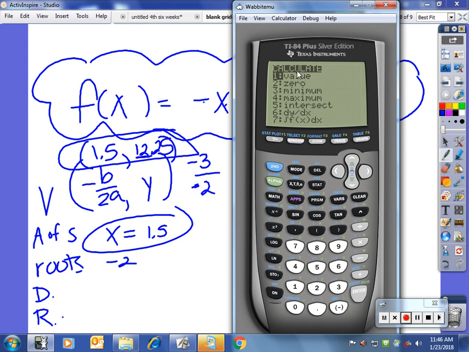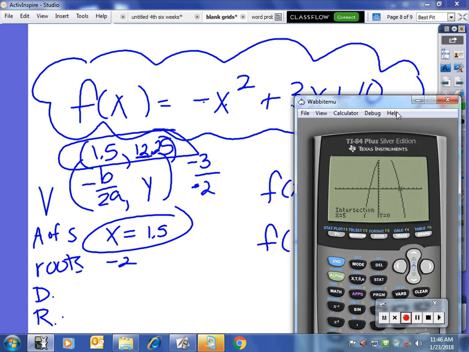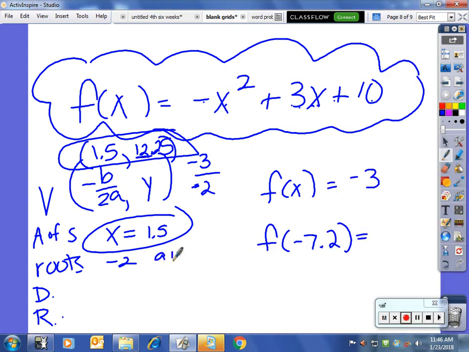So we're going to calculate intersection. First curve, second curve, guess. And there's my intersection. Says intersection, and it has the point right there for me, 5, 0. So what's the other root? 5. So 2 and 5 are my roots. What's the domain of any parabola? All real numbers.